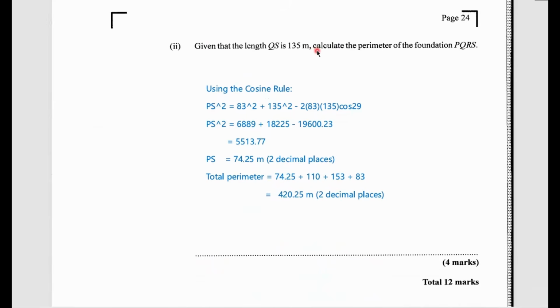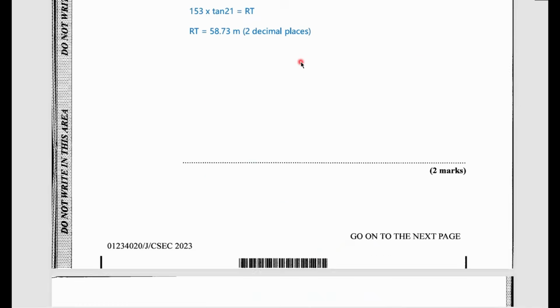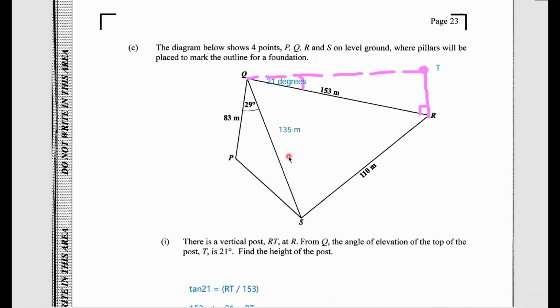Given that the length QS is 135, calculate the perimeter of the foundation PQRS. So QS is 135, that's here. We want the perimeter. So you know we have this side, this side, and this one. We need to get PS.